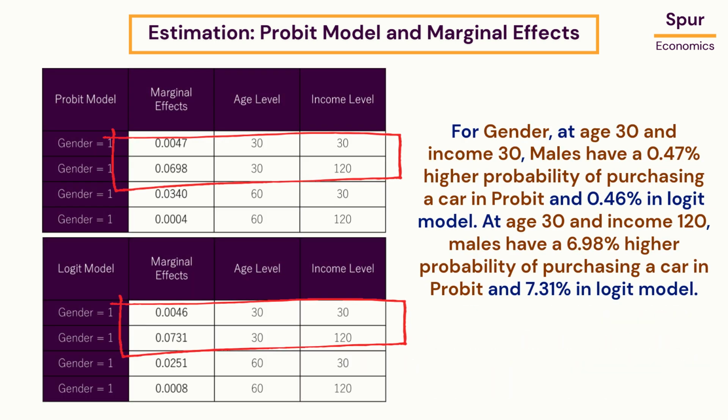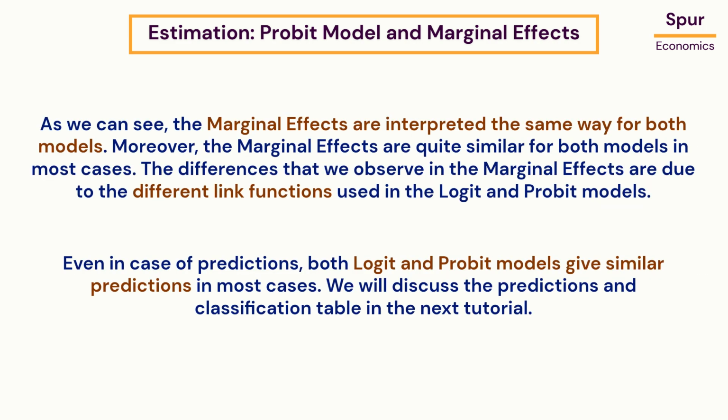For gender, at age 30 and income 30, males have a 0.47% higher probability of purchasing a car in Probit and 0.46% in the Logit model. At age 30 and income 120, males have a 6.98% higher probability of purchasing a car in Probit and 7.31% in the Logit model. As we can see, the marginal effects are interpreted the same way for both models.